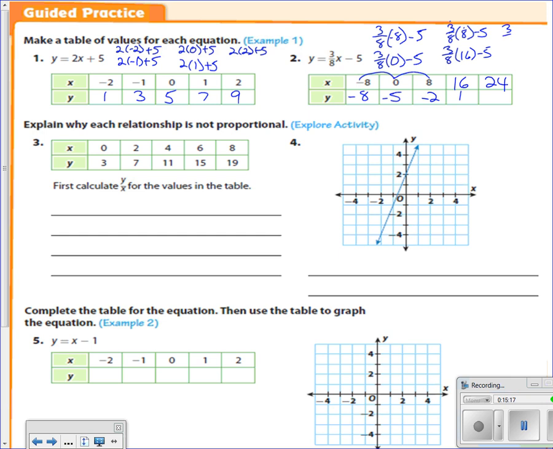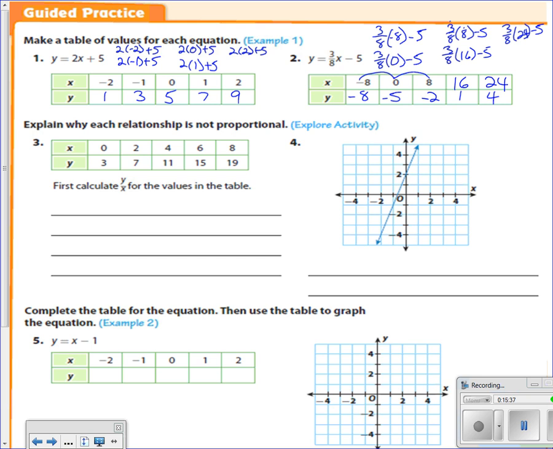The last one, 3/8 times 24 minus 5. So 3 times 24, 72. Divide that by 8. It's 9, and 9 minus 5, excuse me, is 4. That's made two tables there.